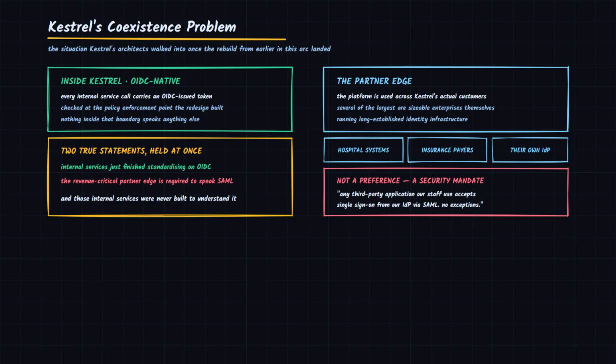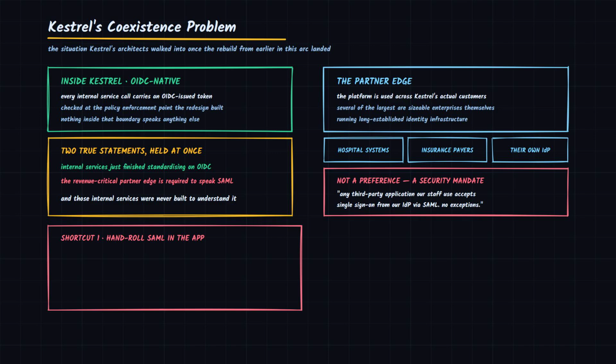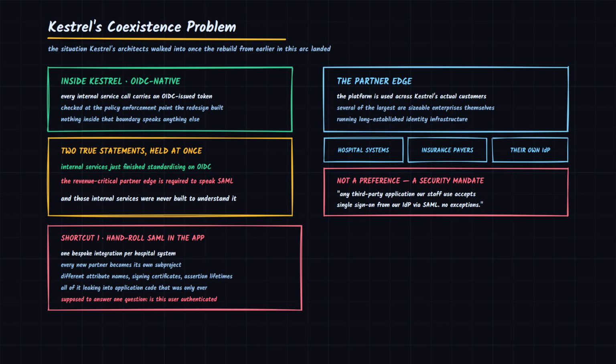Hand-rolling SAML validation directly inside the customer-facing application, one bespoke integration per hospital system, doesn't scale. Every new partner becomes its own sub-project, and every partner's quirks, different attribute names, signing certificates, assertion lifetimes, leak straight into application code that was only ever supposed to answer one question: is this user authenticated?